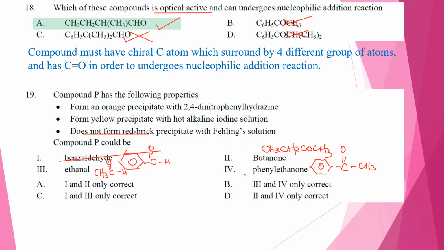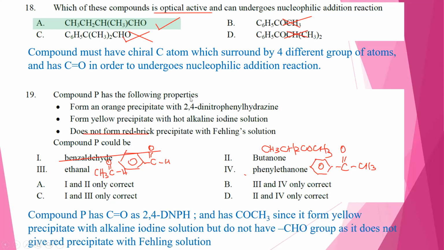Okay, so in here, the best one, because it does not form brick red precipitate, that means butanone is out from the order already lah. The aldehyde is out from the order already lah, because it says that it does not form the yellow precipitate, and it does not form the brick red precipitate. So in here, the best answer is number 2 and number 4 only. Okay, so the best answer in here is D. Okay, so this is number 19.